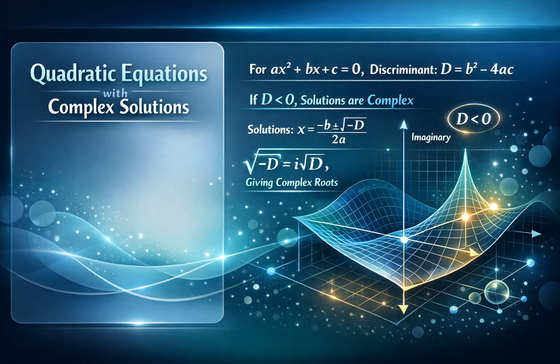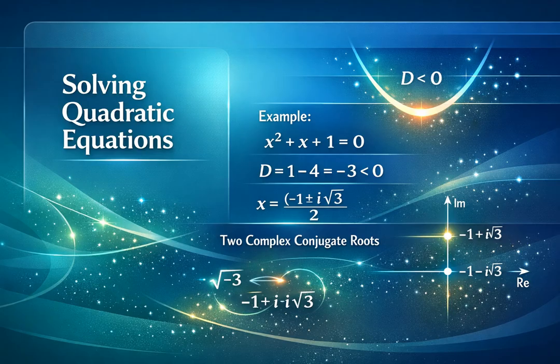The square root of -d becomes i times root d. Let's solve x squared plus x plus 1 equals 0. The discriminant is 1 minus 4, which equals -3. Since d is negative, we have complex roots. Using the quadratic formula, x equals -1 plus or minus i times root 3, all divided by 2. These are two complex conjugate roots.